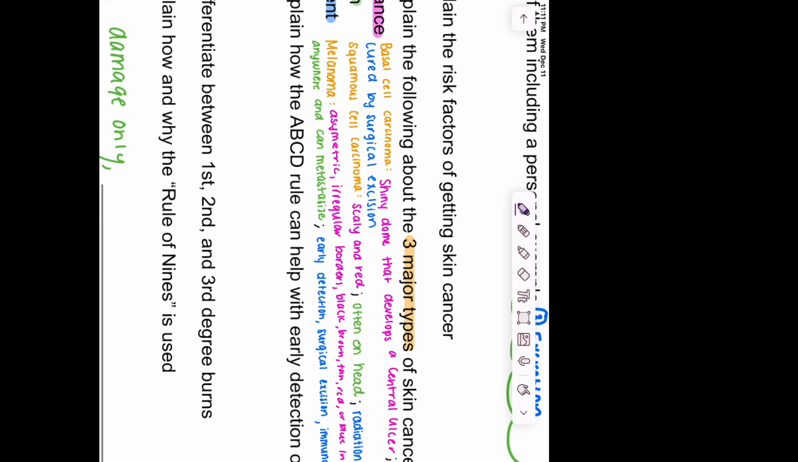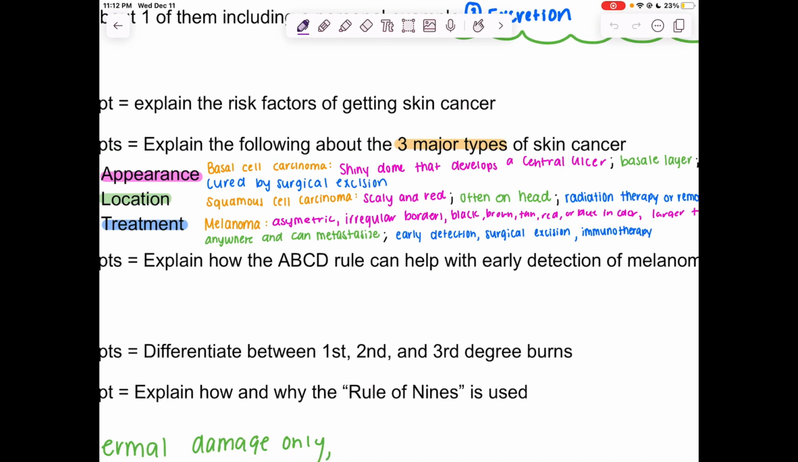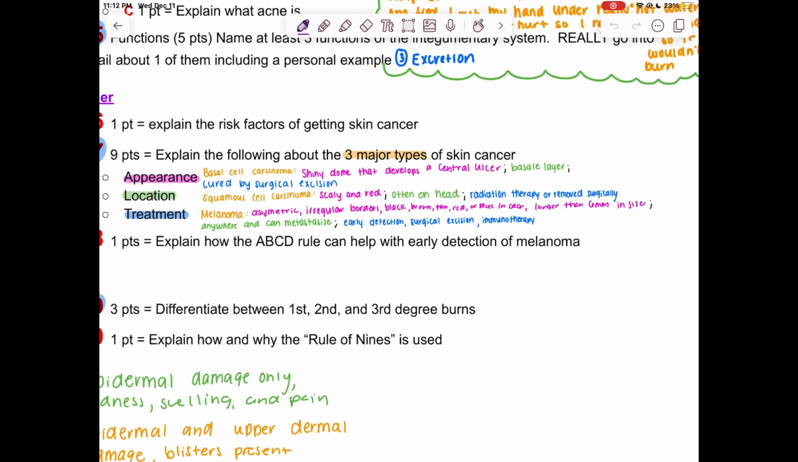For melanoma, they look asymmetric and have irregular borders. They're black, brown, tan, red, or blue in color, and they're larger than 6 millimeters in size. They can be anywhere and can metastasize to other sites of the body. In order to treat, you have to detect it early. You can get surgical excisions and take immunotherapy.